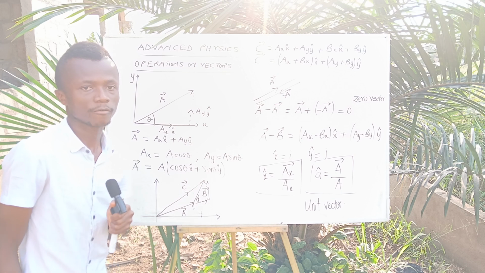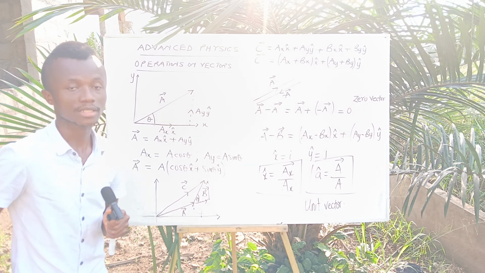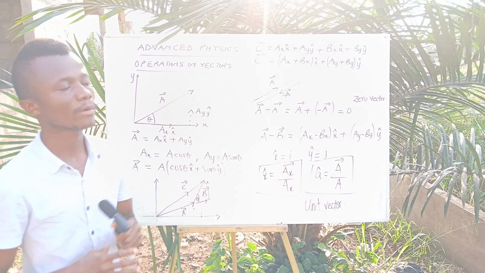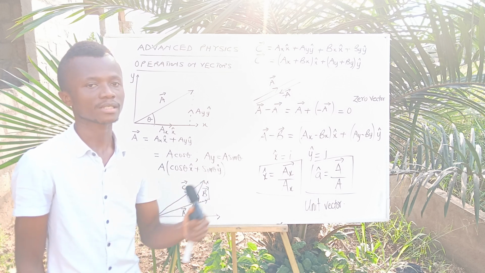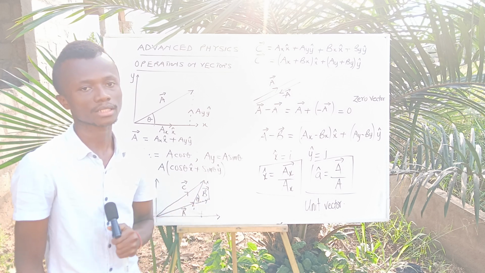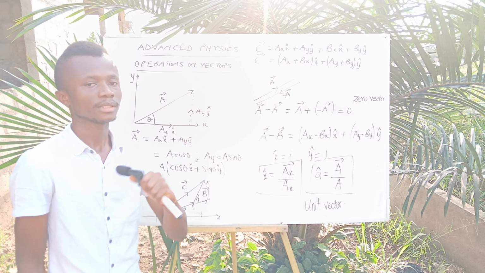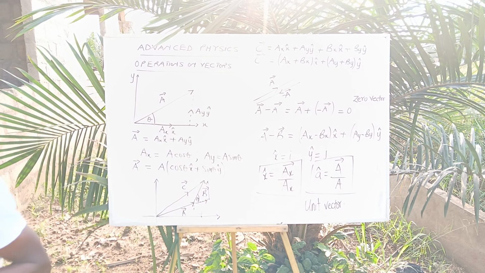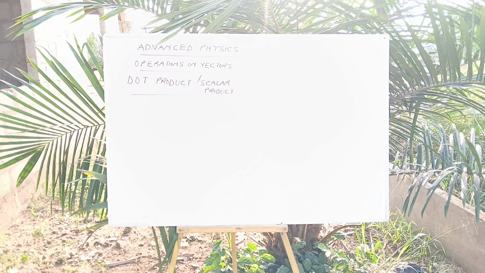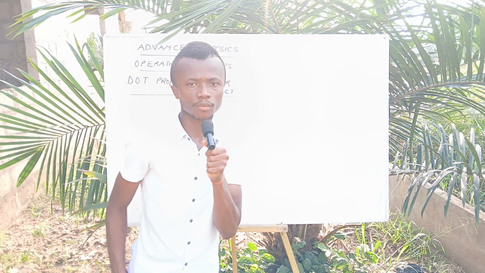Now, it is time to delve into the multiplication of vectors. There are two ways we can multiply vectors, both of which appear in physics, and we establish the mathematics. We have the dot product, the cross product. It is time to multiply vectors.